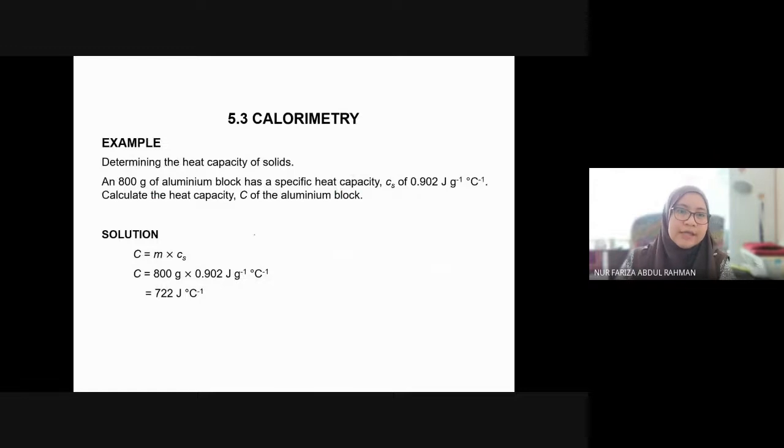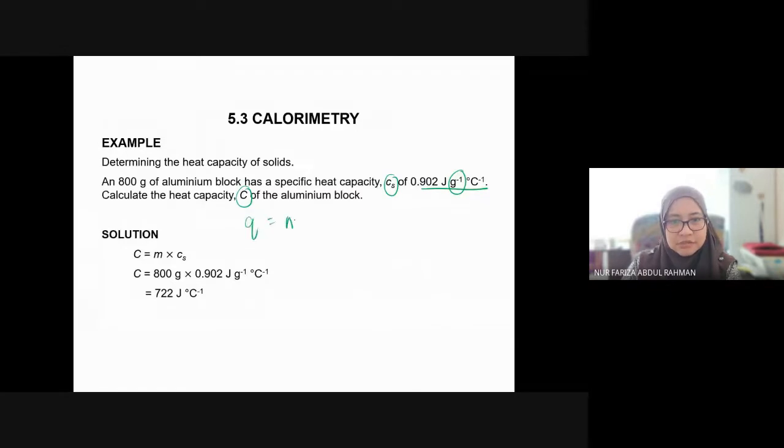Okay, determine the heat capacity of a solid. An 800 gram aluminium block has a specific heat capacity Cs of this. This is specific heat capacity. The moment you see gram, automatically this would be specific heat capacity. Calculate the heat capacity of the aluminium block. Okay, so like I mentioned just now, you can calculate the C of the aluminium block, I mean the heat capacity.